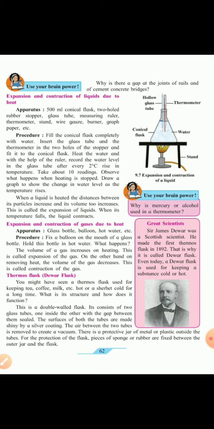So, gaps are kept for expansion. And in winter, they contract. Otherwise, the bridges will crack and the tracks will become crooked and railway accidents can occur. Hence, there are gaps at the joints of the rails of the cement concrete bridges.